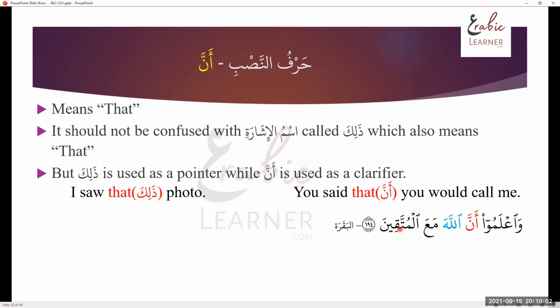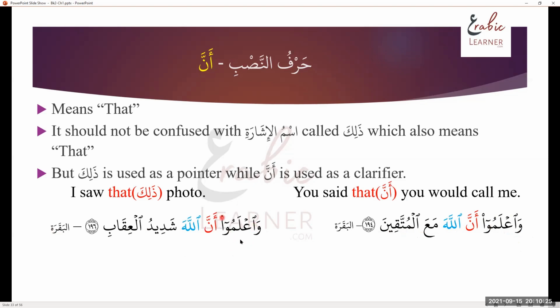Okay, so you will know it, you'll understand it in a better way. Allah subhanahu wa ta'ala is saying, know that, all of you know, that Allah is with the muttaqeen. Okay, so here it is clarified. Same thing in Surah Baqarah, ayah 196.